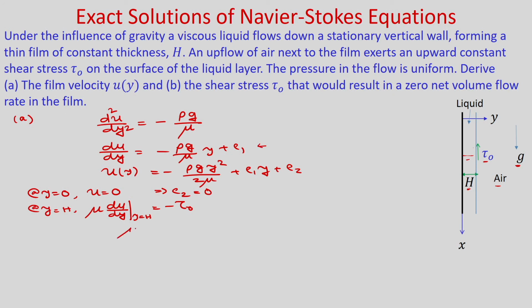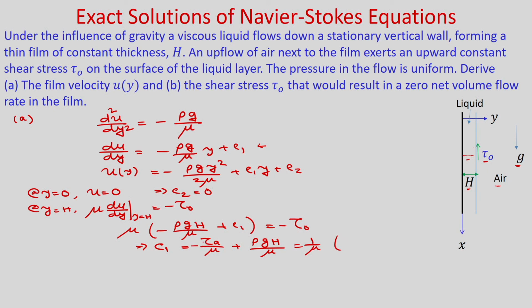So, you can write at y is equal to h, minus rho g h by mu plus C1 is equal to minus tau naught. Okay. So, if you find the constant C1, you will get tau naught by mu plus rho g h by mu. So, it will be 1 by mu, sorry, this will be minus tau naught. So, it will be minus tau naught plus rho g h.